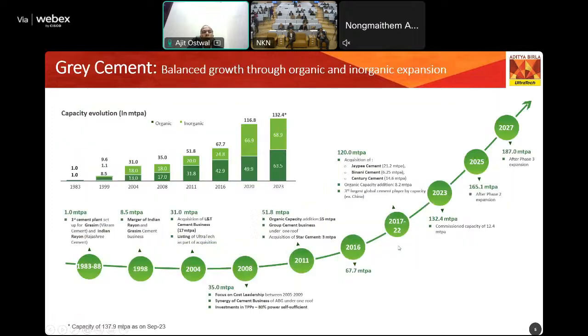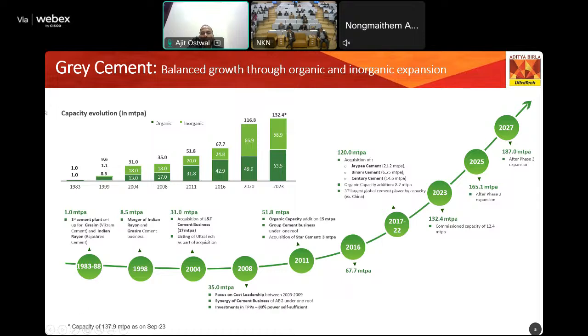So if we see our journey of growth, the first cement plant was established in 1983 at Vikram Cement and Rajashri Cement in Karnataka. Then in 1998-99, the Indian Rayon plants were merged with Grasim Cement, and the capacity became 9.6 million ton, then 8.5 million ton. Then in 2004, we acquired the L&T cement business of 17 million ton, and thereby capacity became 31 million ton per annum. We focused on being the least cost producer, on cost leadership, and synergy of the cement business.